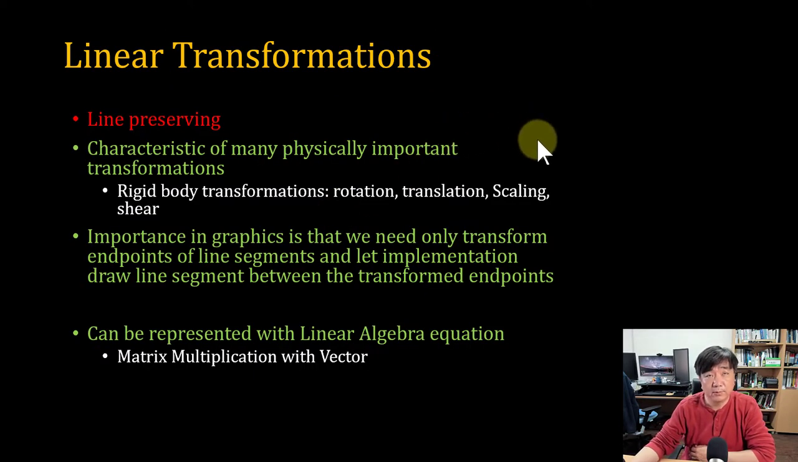So linear transformation is very important in computer graphics. It is because the line is preserved. It means that we can implement the solid body transformation, for example, rotation transformation, scaling, shear. That is the linear transformation.